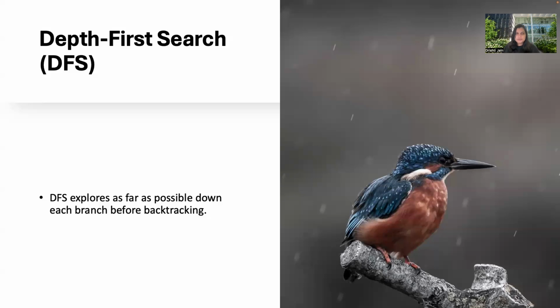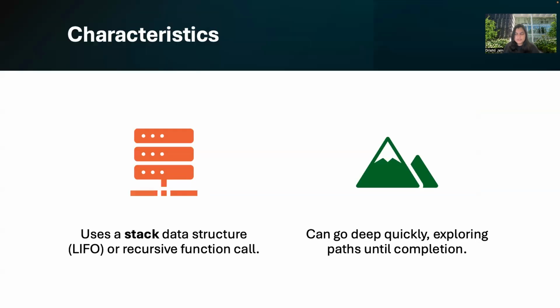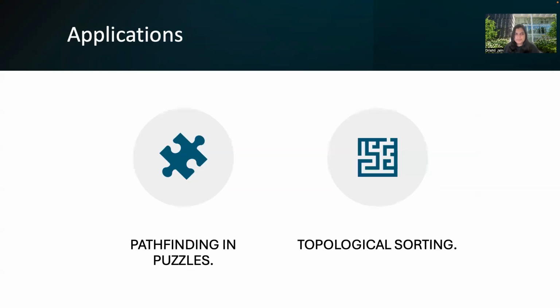Depth first search explores as far as possible down each of the branches before it backtracks. So if I have to consider everything, let's see what the characteristics of DFS look like. It uses a stack as a data structure. It works in the form of LIFO, last in, first out, which is also synonymous with the recursive function call. In this, you can go deep quickly and explore paths until completion.